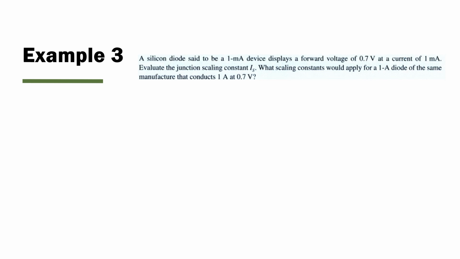Okay, let's try example 3. So we have a silicon diode said to be a 1 milliamp device, displays a forward voltage of 0.7 volts at a current of 1 milliamp. So that's saying we have a 0.7 volt drop with a current of 1 milliamp. And we want to find the value of the scaling constant, Is.